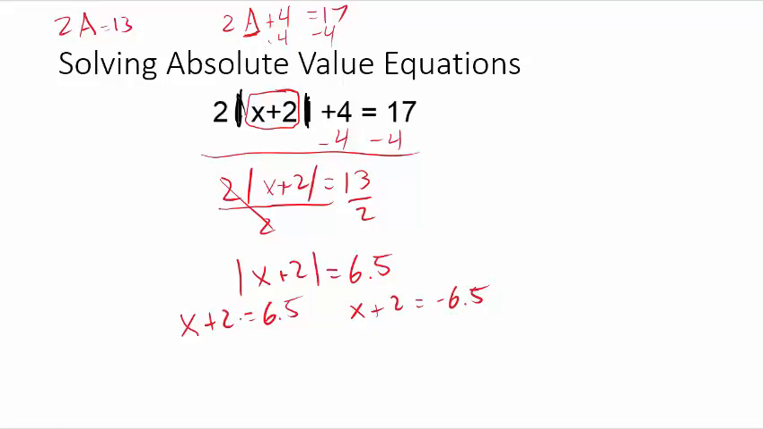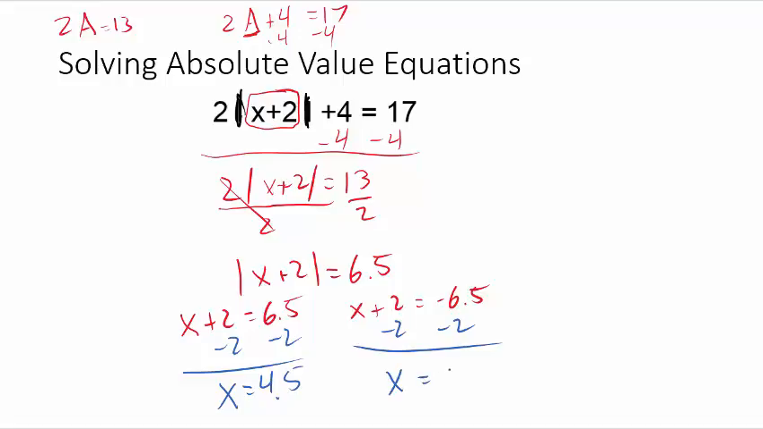What we're going to do next is, again, solve like we did before. We'll subtract 2 on both sides. These will both solve exactly the same. And we get x is equal to 4.5. And we're going to get x is equal to negative 8.5.